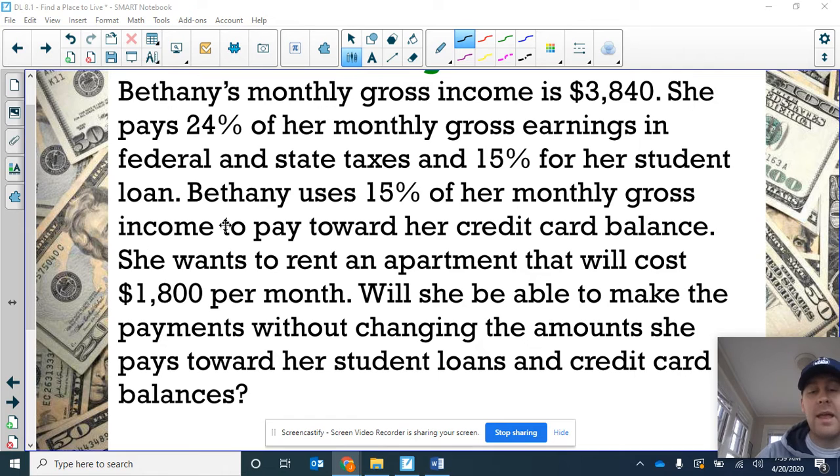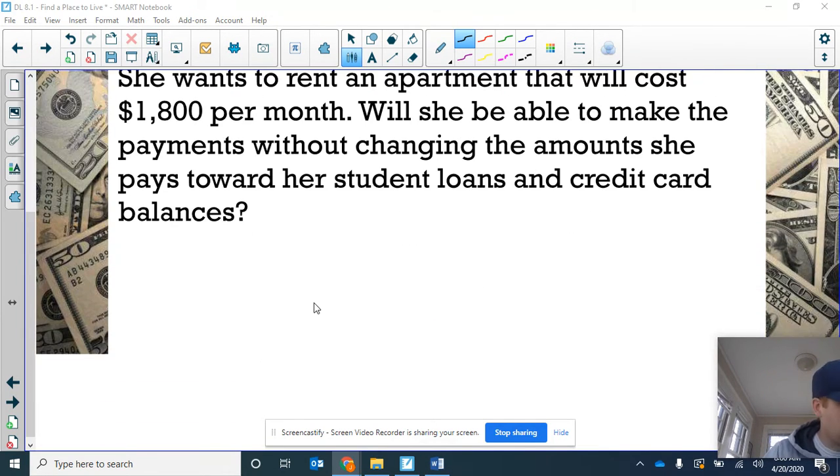First, we can calculate how much she's paying towards taxes, her student loan, and her credit card balance, and see, after we subtract those amounts, is there enough money to cover this $1,800? Also, we can figure out what percent this $1,800 is in comparison to her monthly income. Again, we want it to be less than 25 to 30%, so we would check that as well. Okay, but let's go ahead and figure out what those amounts would be.